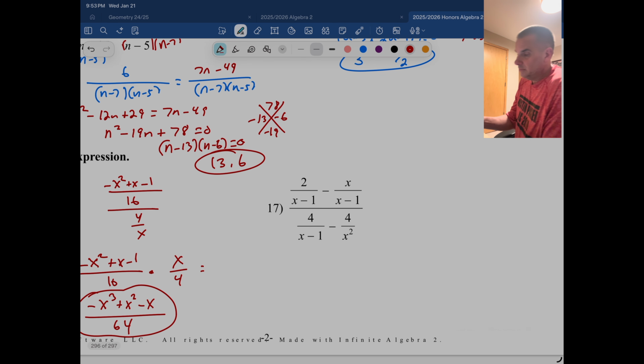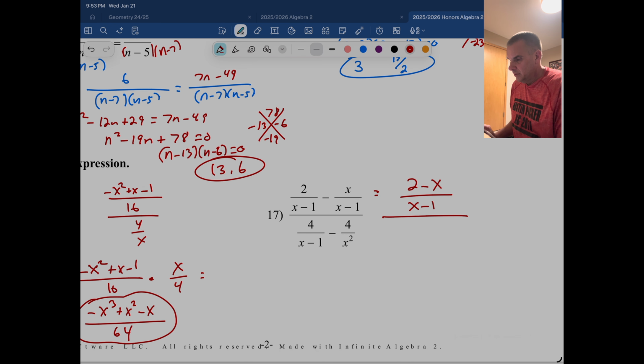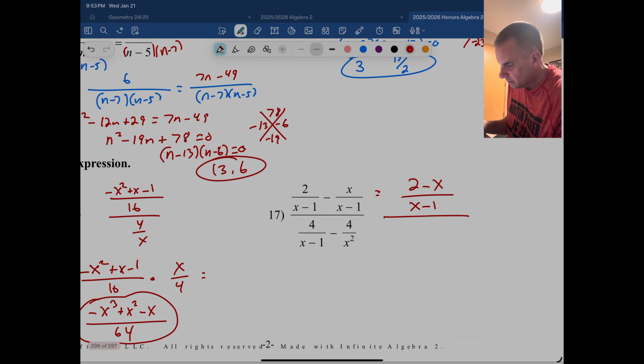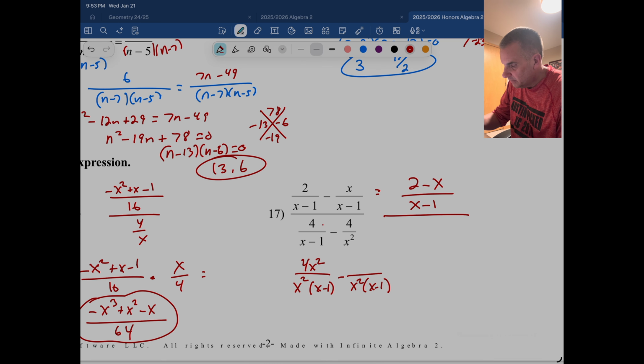And the last one. Nice. It's 2 minus x over x minus 1 over common denominator here is x squared times x minus 1. So that's 4x squared. So I take that by x squared. I take this by x minus 1, so 4x minus 4. So that's 4x squared minus 4x plus 4 over x squared times x minus 1.